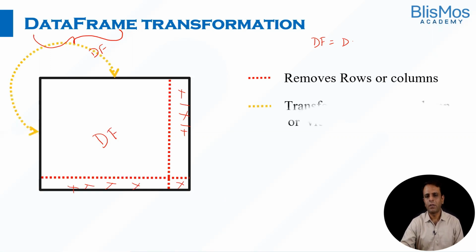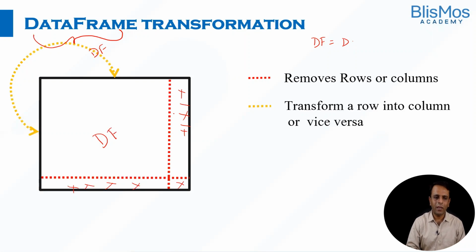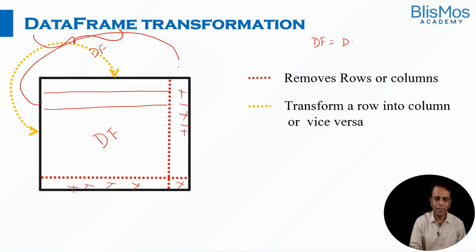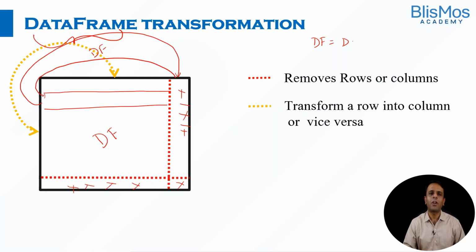Next transformation is that you can take a row, assuming that this is a row, and make that a column, or take a column and make that a row. That also we can do. That is one kind of transformation. Do we have a use case for this? Yes, we do have many use cases when we want to handle multiple data sets as a part of our data engineering or data analysis.